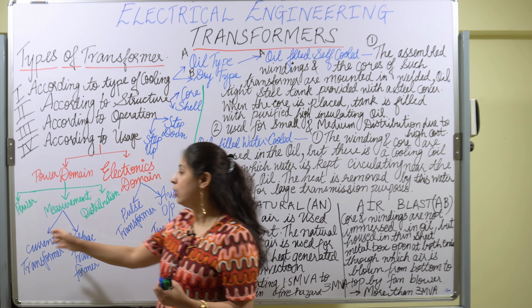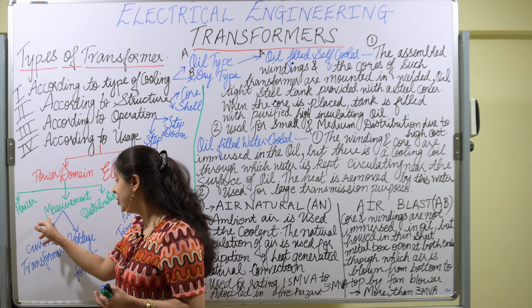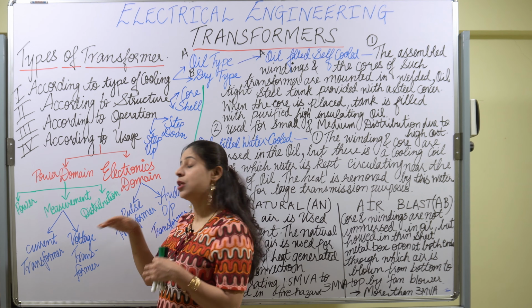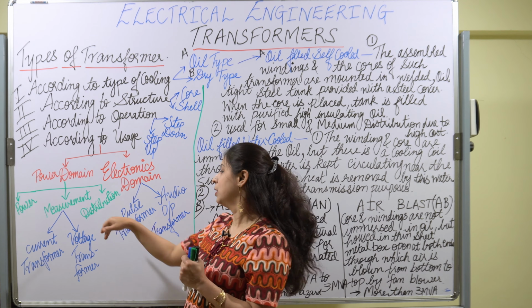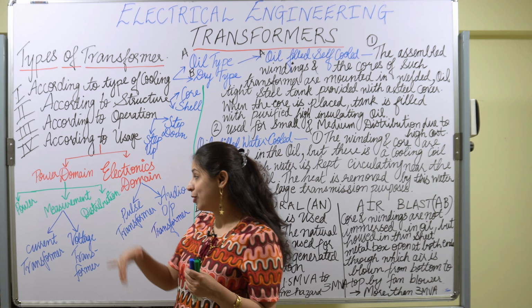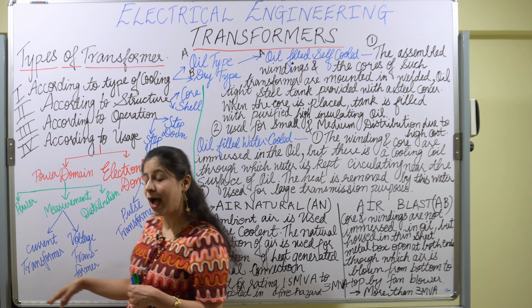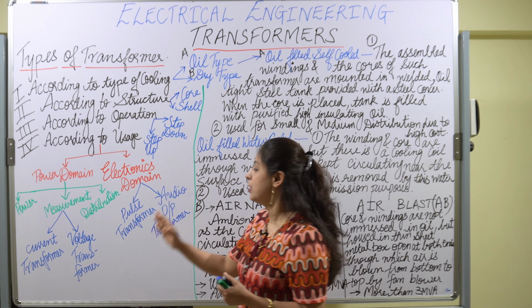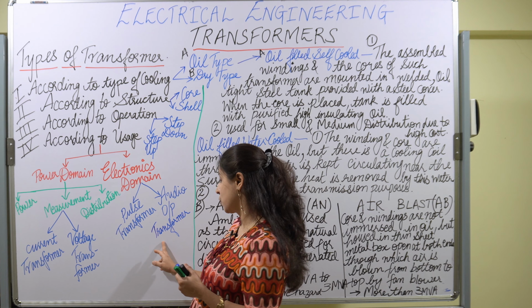In the power domain, they are again divided as power transformer, measurement transformer and distribution transformer. Distribution transformer is for distributing the electricity to our households. For that, the distribution transformer is used. Then measurement transformer is again divided into current transformer and voltage transformer. Then in the electronics domain, the pulse transformer and audio or output transformer.